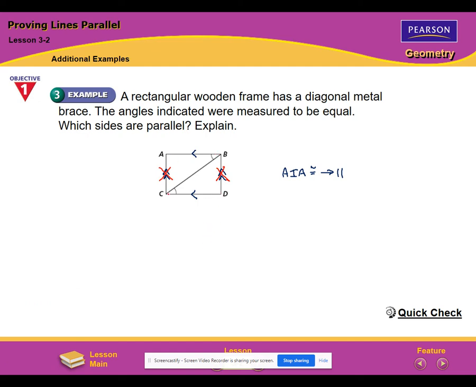This side is parallel to this side because the angle has to do with partially that side. It's formed by these two segments, if you will. This angle is formed by these two segments.